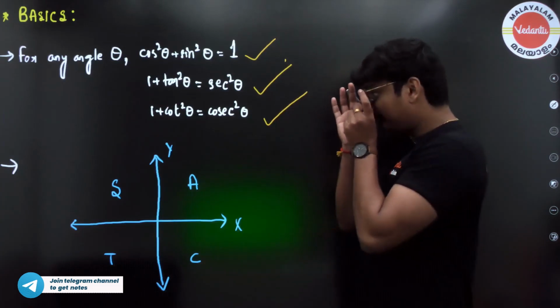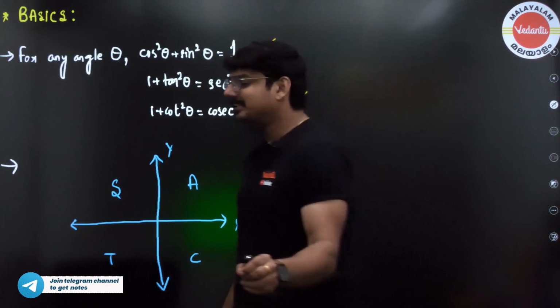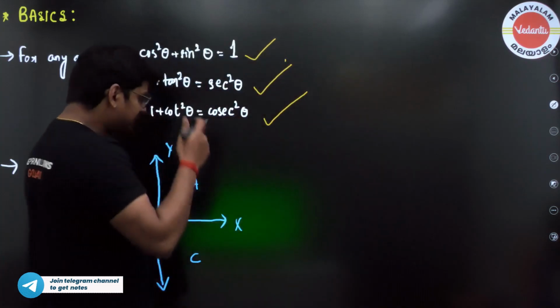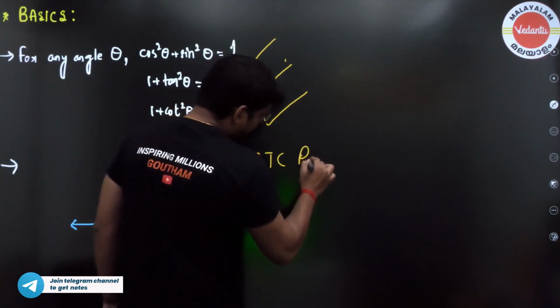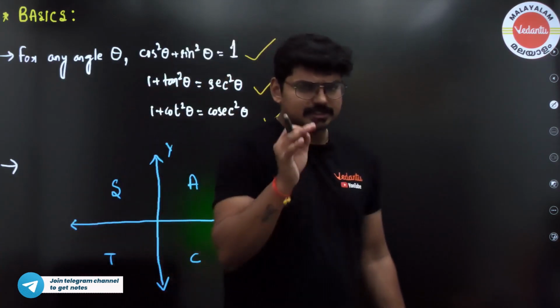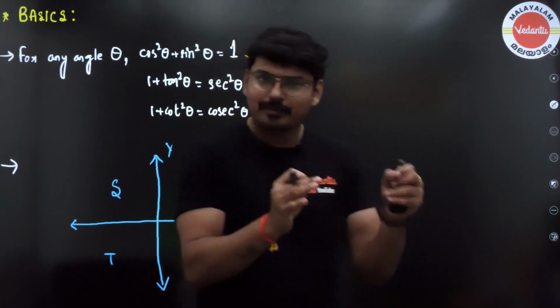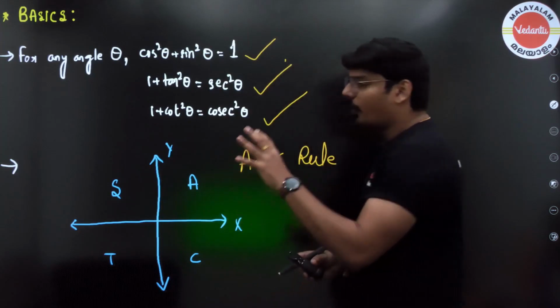Okay, and after that, we have something called the ASTC rule. Now what do you mean by this ASTC rule? Well, pretty simple. ASTC rule just tells you which trigonometric ratio is going to be positive in the given quadrant.